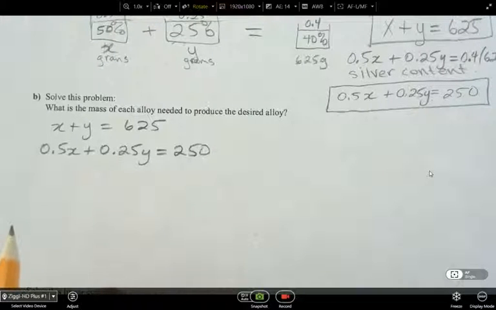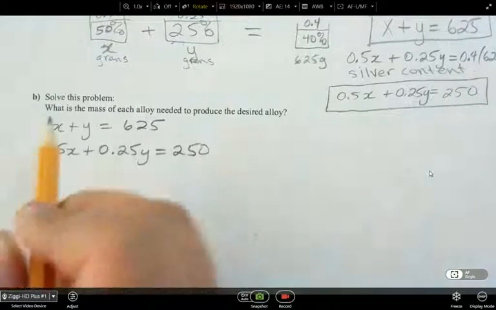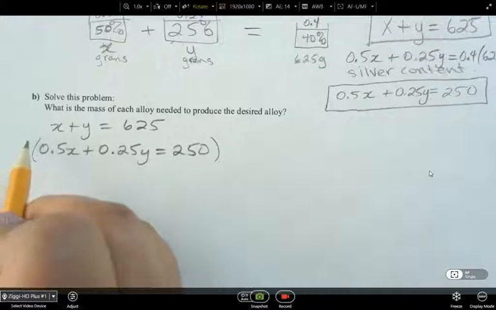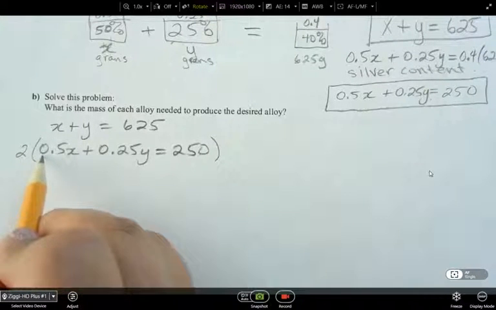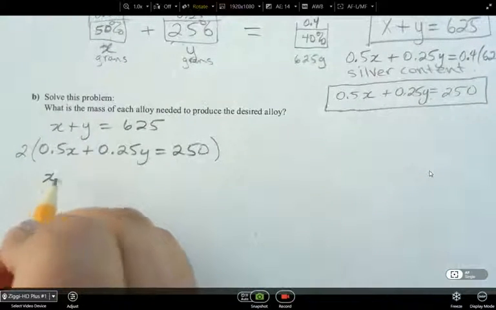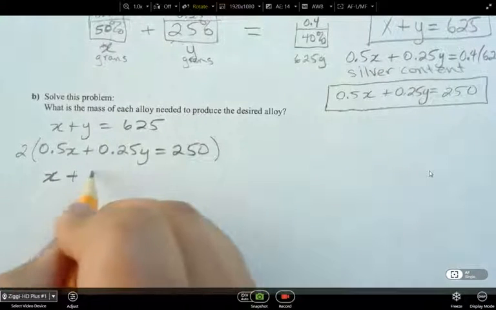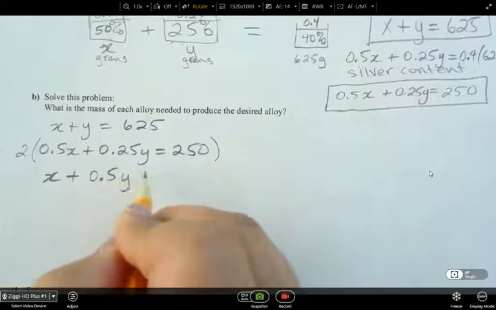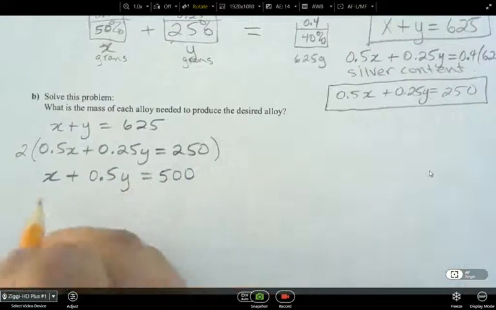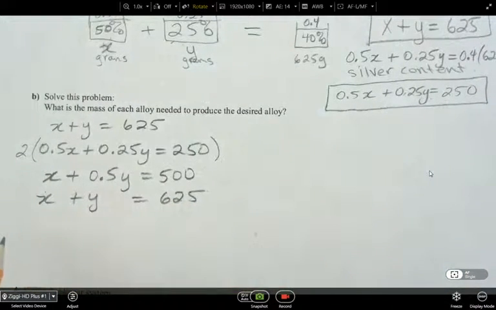So what do I need to do to maybe one of the equations in order to do so? What if I multiplied this by 2? What do I end up with? I end up with, what's 2 times a half? It's 1. So x plus, what's 2 times a quarter? A half. And then what's 2 times 250? 500. So now these are my 2 equations that I'm working with.